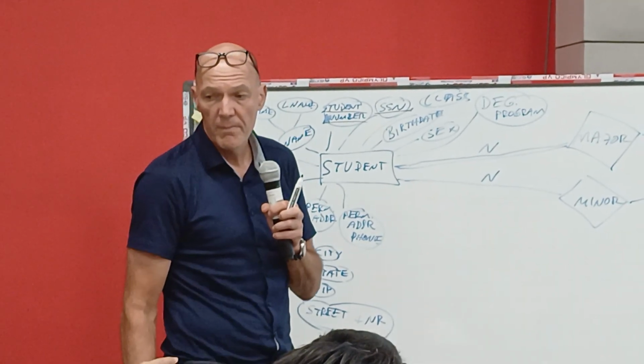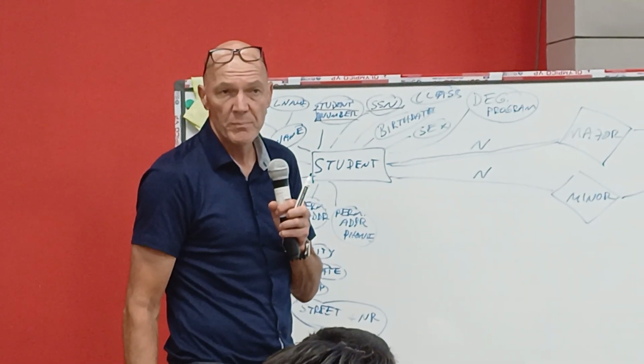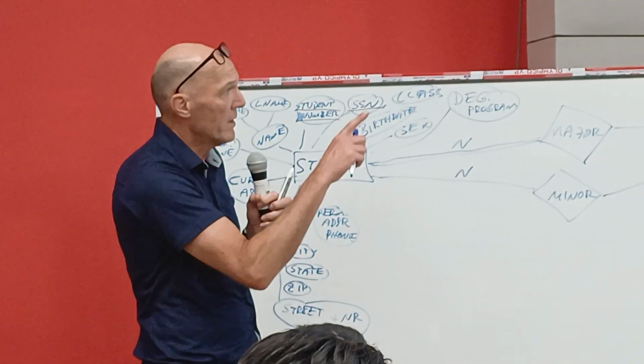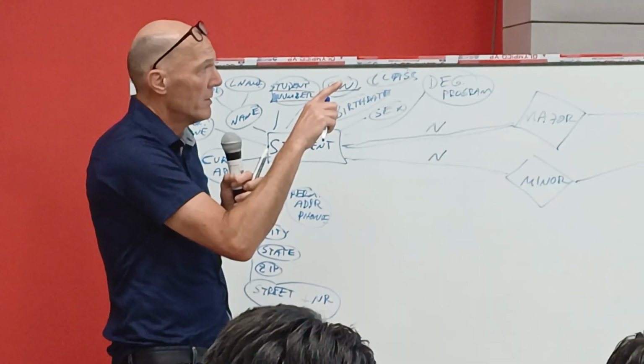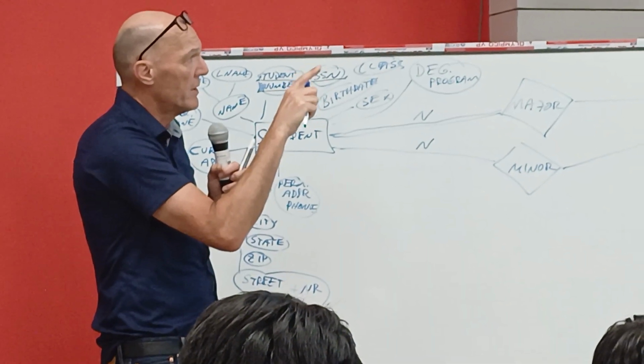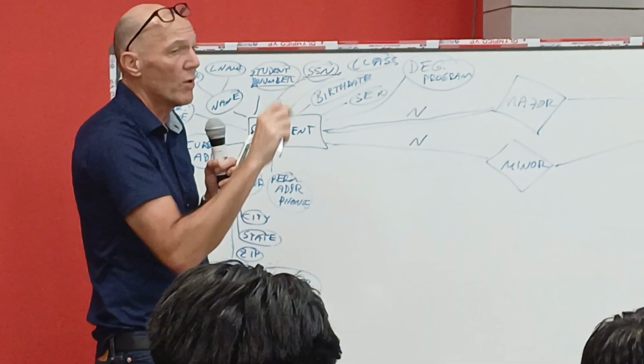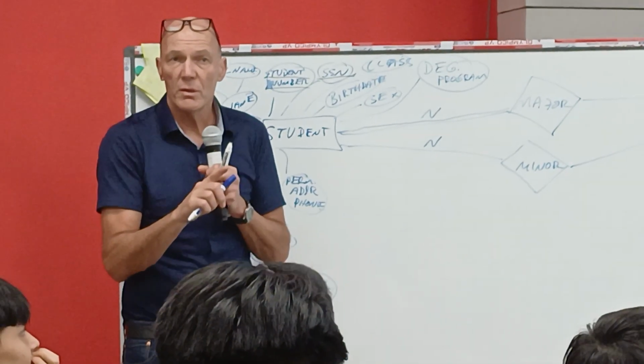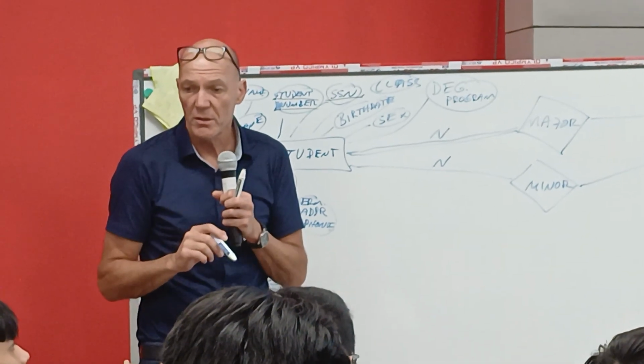Section is different, because we don't have a key attribute. It's written there. Section number distinguishes different sections of the same course, not in general. Only within the same course, it's distinguishing the sections.